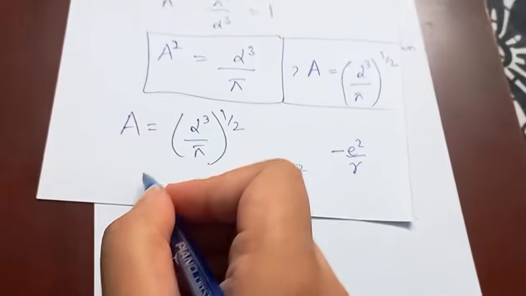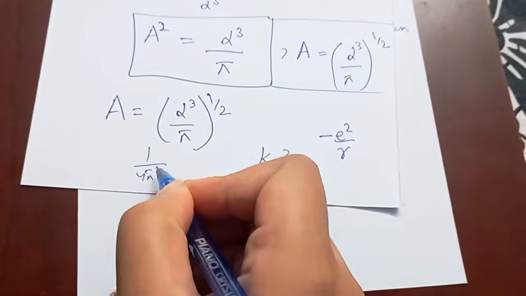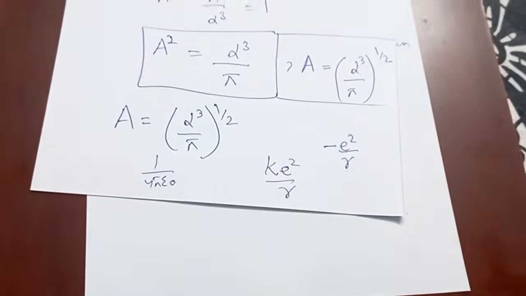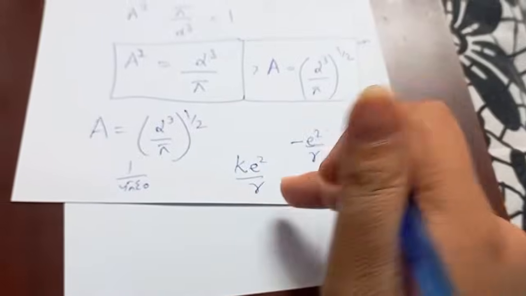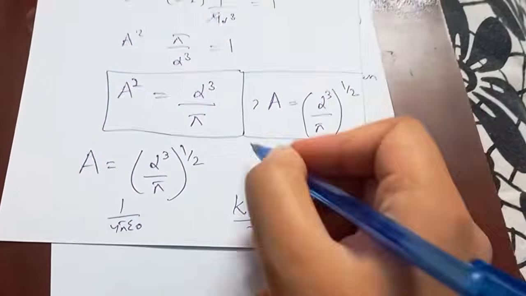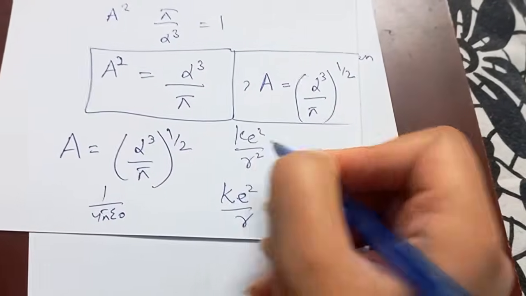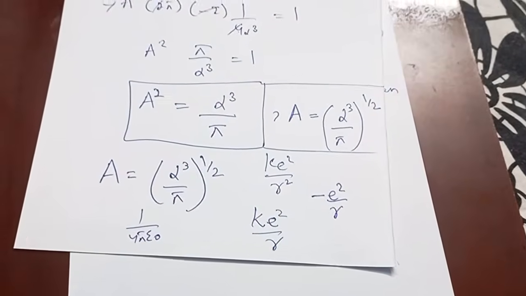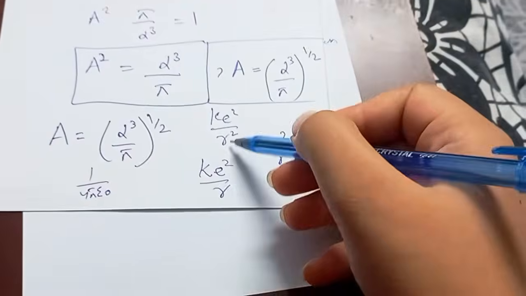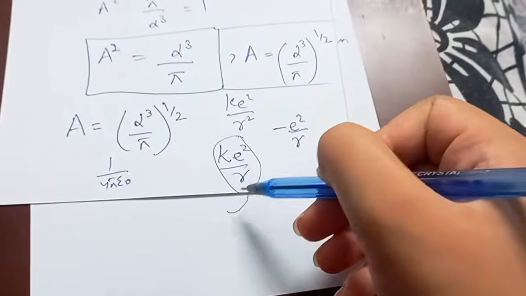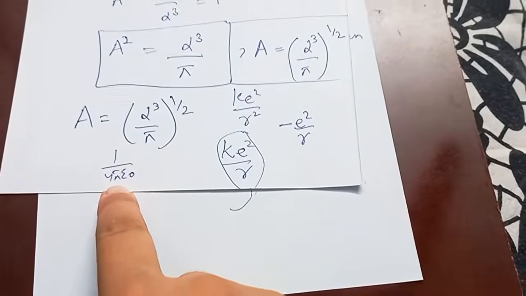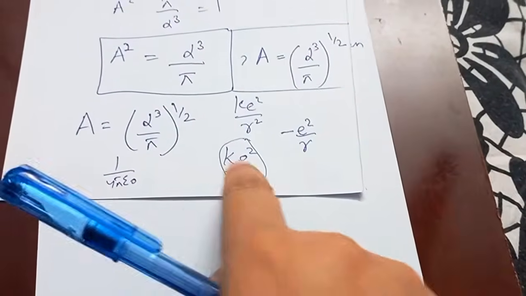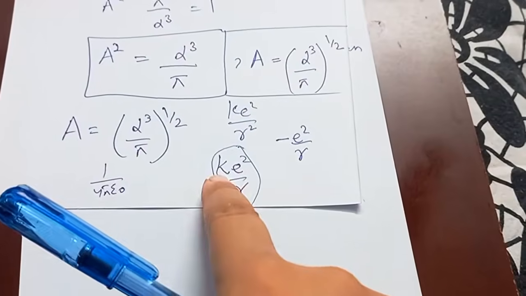K is actually 1 over 4 pi epsilon naught. You can see k e square by r square is Coulomb's law, Coulomb's force, and in terms of potential we have one r less in the denominator: k e square by r. K means 1 over 4 pi epsilon naught. So it's totally up to us whether we take k or not.